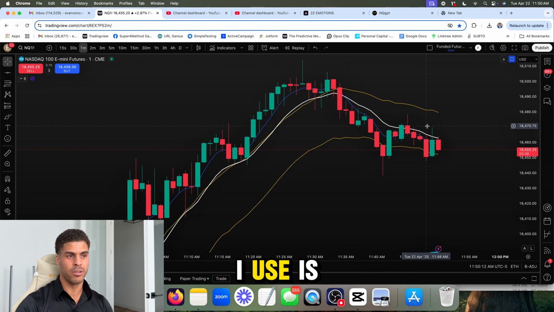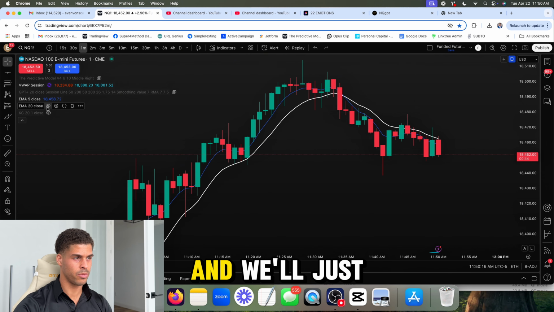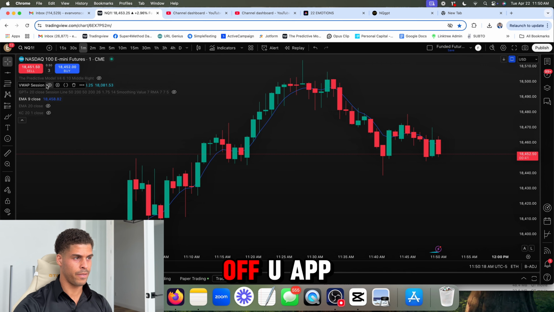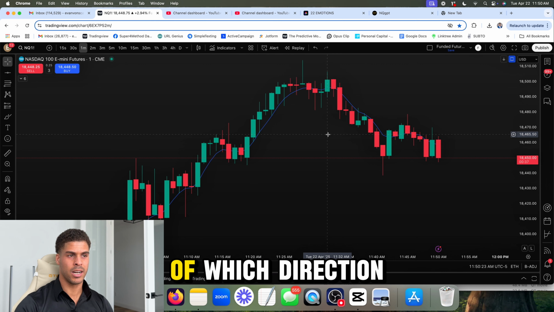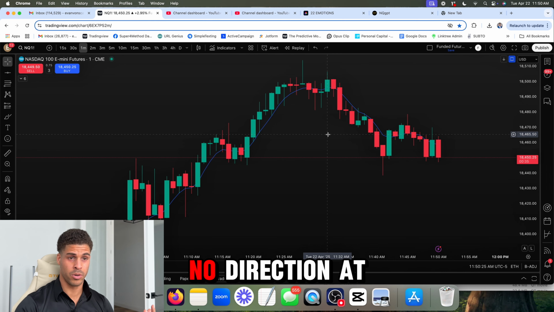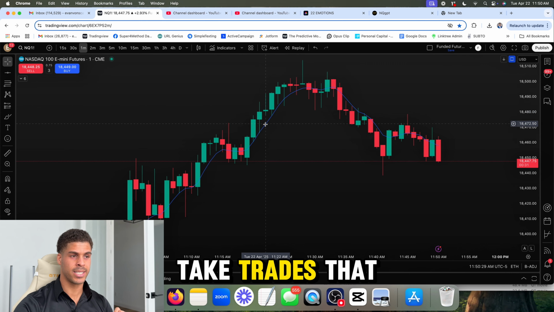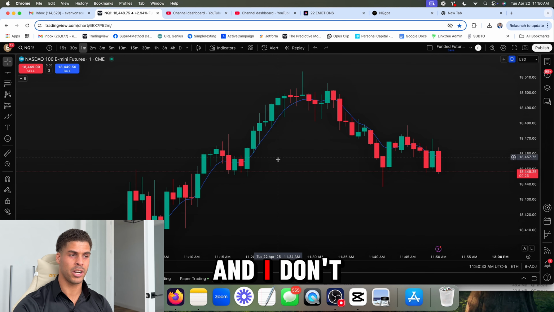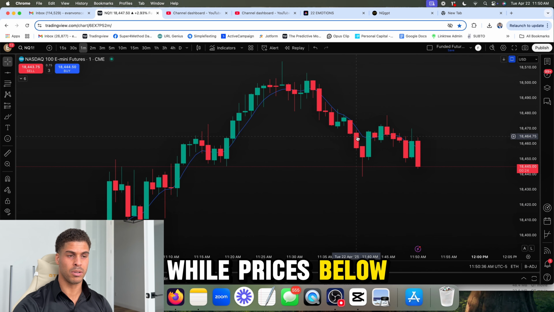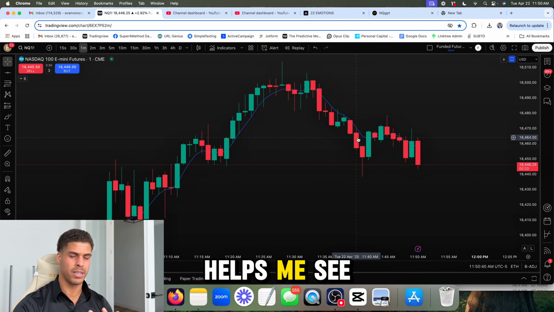The second thing I use is a 9 EMA. So let me go ahead and turn off the other ones and we'll just focus on the one. And we'll turn off VWAP too. We'll get to that. So I use a 9 EMA just to give me some idea of which direction we're in or if there's no direction at all. So if it's super flat, I know that we're choppy. But I want to take trades that align. I don't want to take short trades when price is above the 9 EMA, and I don't want to take long trades while price is below the 9 EMA. I certainly don't want to go against the trend.